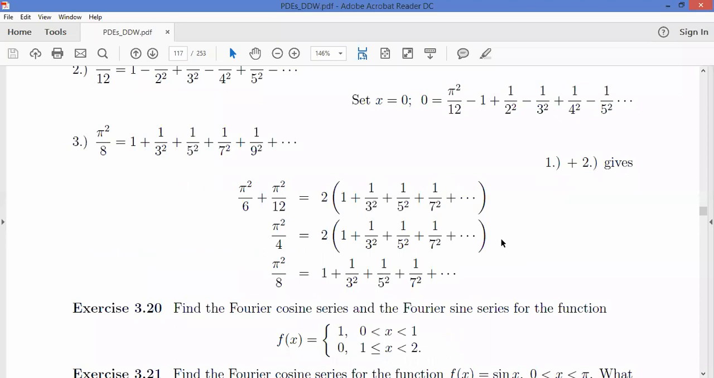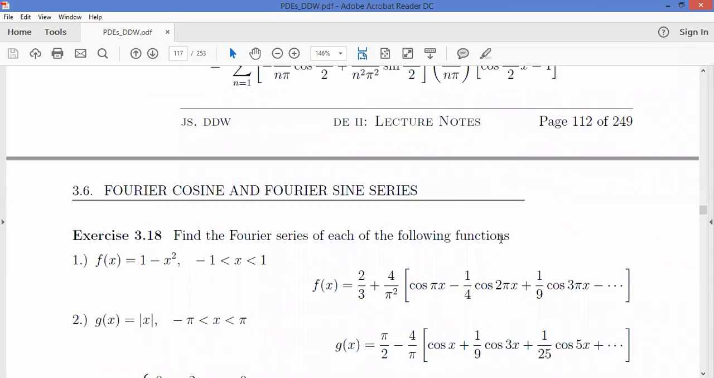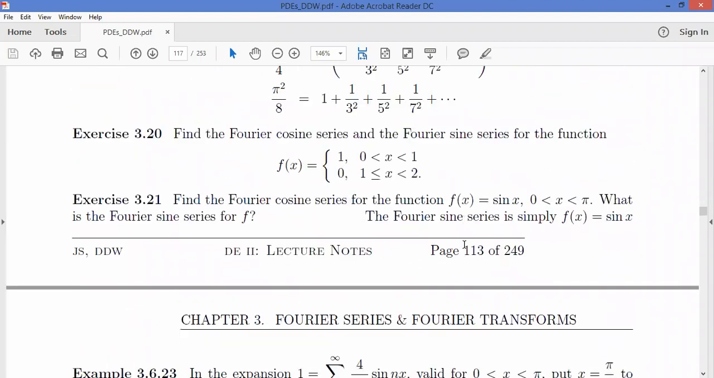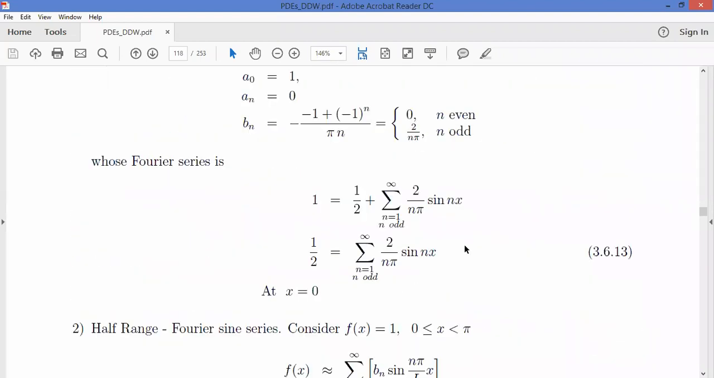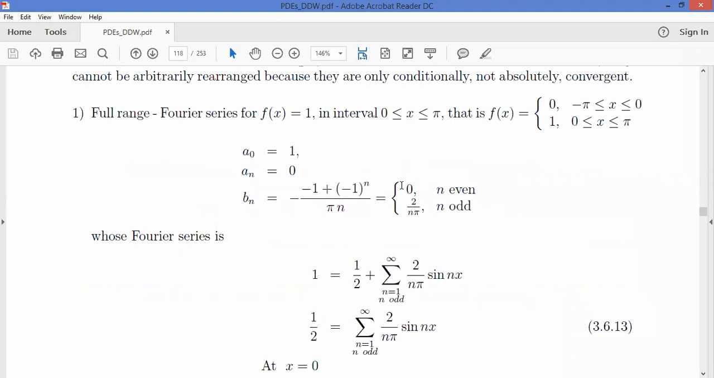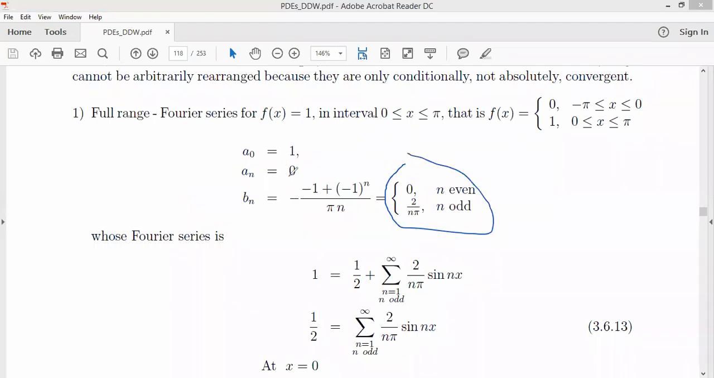Fourier series and Fourier transforms. There is nothing here. Find the Fourier series of each of the functions. All of these ones we have finished. All of these ones I have already expressed in terms of any even, any odd. This notation, you are already familiar with it. There is nothing there. So all of these ones we have finished.